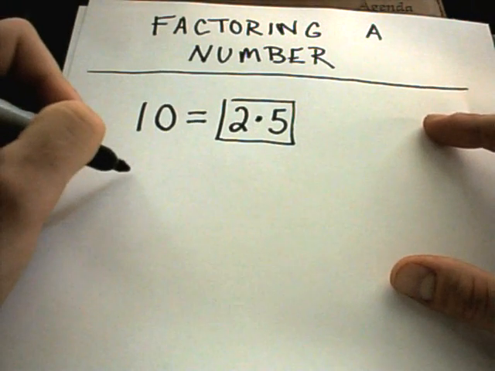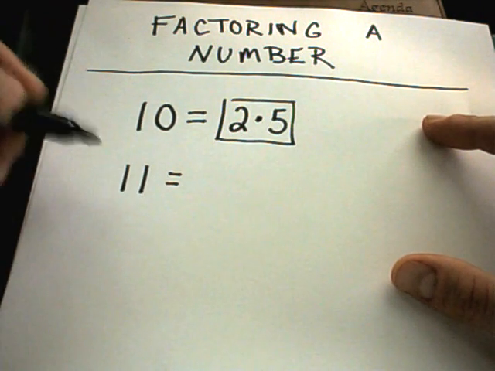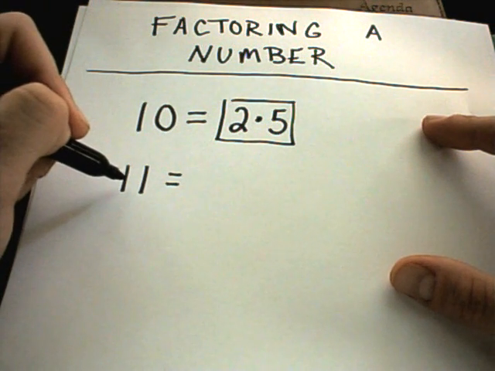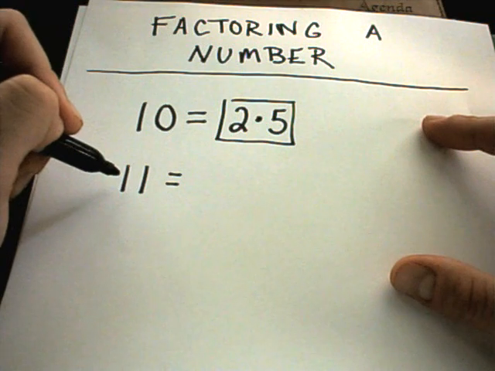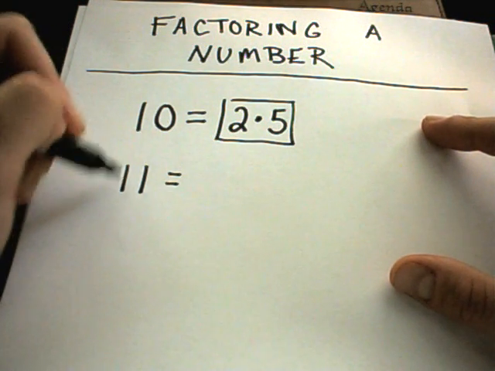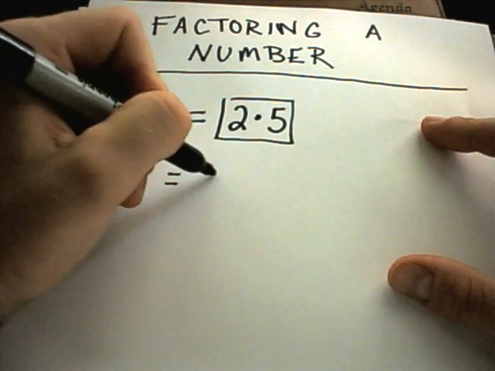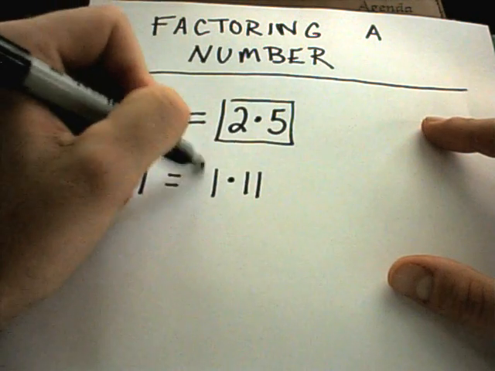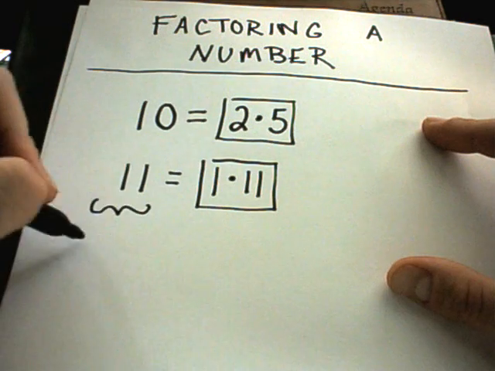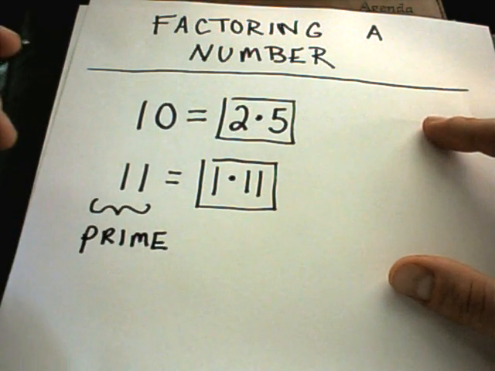When you have a number, for example, like 11, well, let's see, can we think of two numbers that multiply to give you 11? Well, 2 doesn't go into it, 3 won't go into it, 4 doesn't go into it, 5 doesn't go into it, and 6, you're bigger than halfway, so once you go beyond half the size of the number, none of those numbers will go into it. So the only thing we could really write 11 as is 1 times 11. And when we can't really break a number down any further, we call that number prime. So 11 is an example of a prime number.